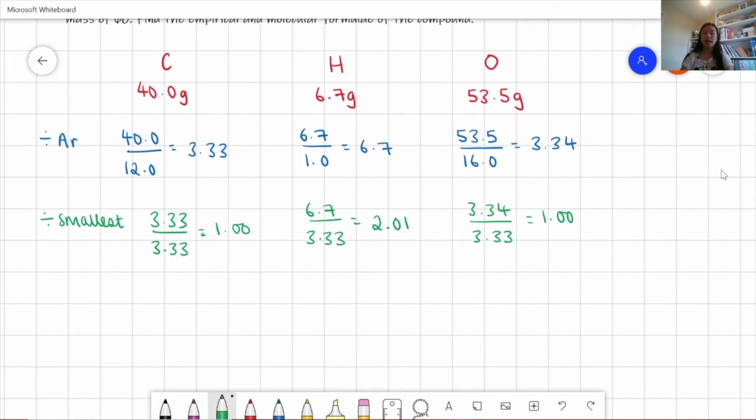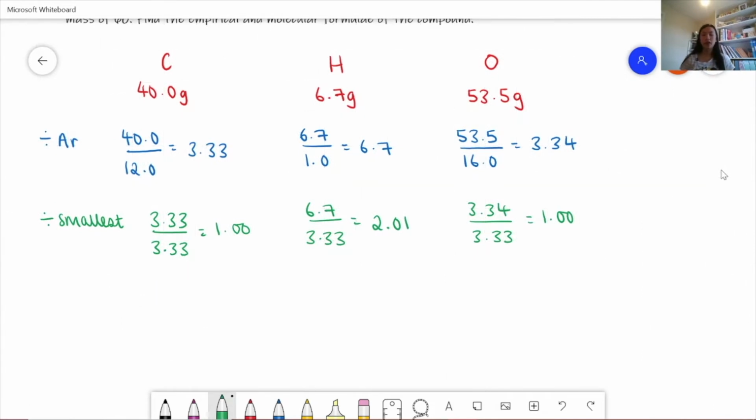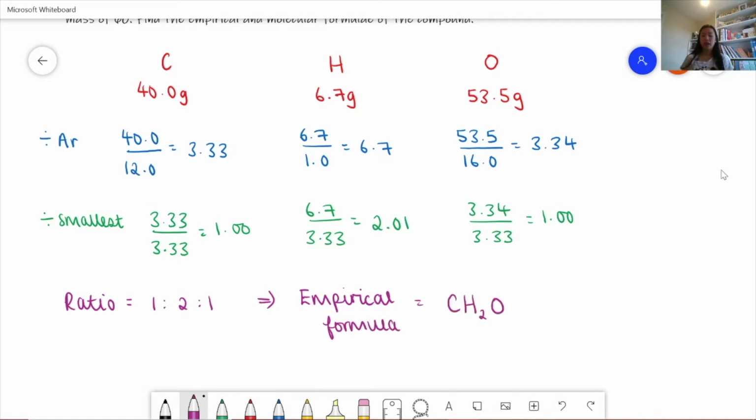Then the next step is to find the empirical formula. First we find the ratio. The ratio we have is 1 to 2 to 1, because this 2.01 is very, very close to 2, and so that's what we take it as. And so we have that the empirical formula is CH2O. We then find the unit of the empirical formula, and then multiply this empirical formula by the unit.